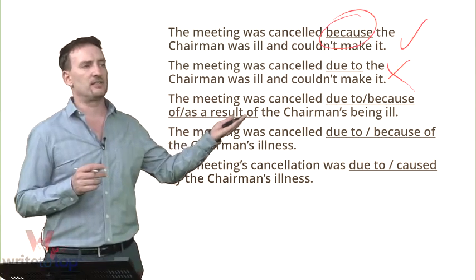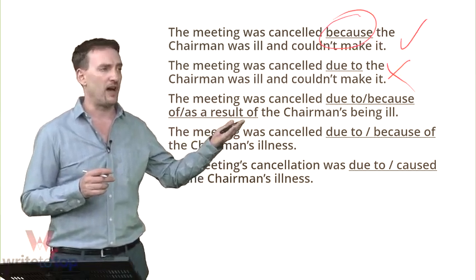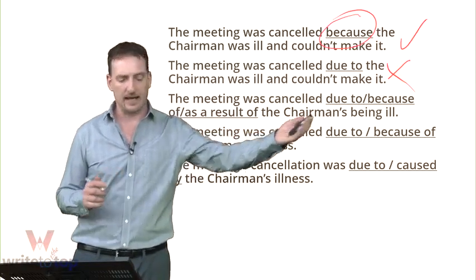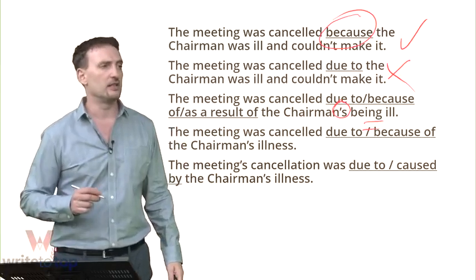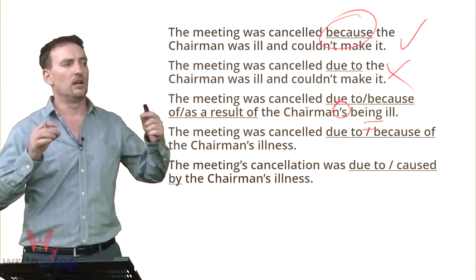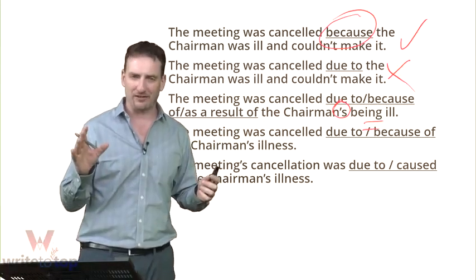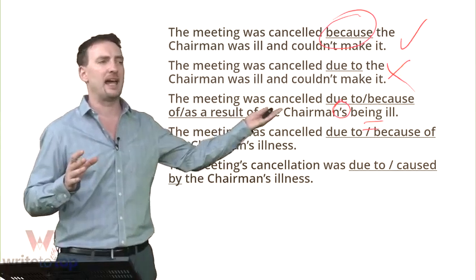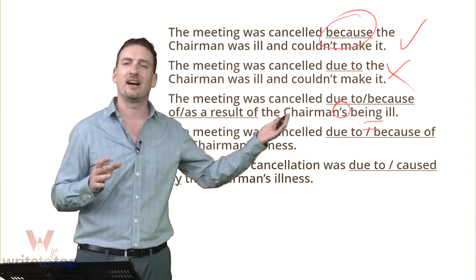The meeting was canceled due to, because of, as a result of the chairman's being ill. That's all fine because, notice, I have the apostrophe and I have the gerund. So the chairman's being ill is fine. Now, technically, if you're doing the GMAT, for example, and you have the grammar section, on the GMAT, you can't use due to. And you can't use caused by. You would use because of.